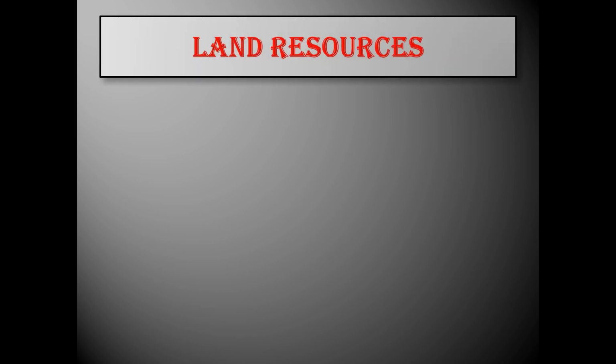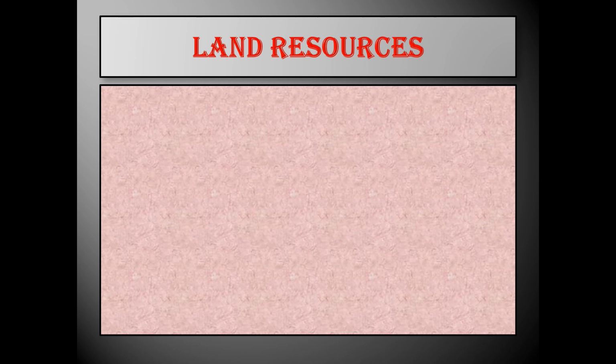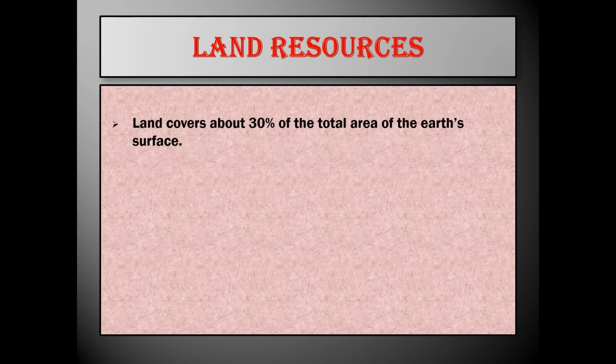So let's start with the first topic of the chapter, that is land resources. Let us first know what land resources are. Land resources refers to the shape, form and nature of the land surface, about which we already learned that land covers about 30% of the total area of Earth's surface. That means the remaining 70% of the total area of Earth's surface is covered by water bodies.